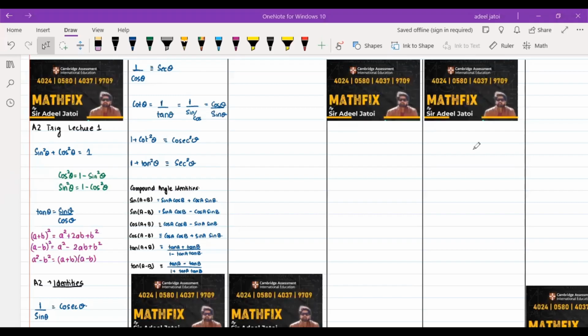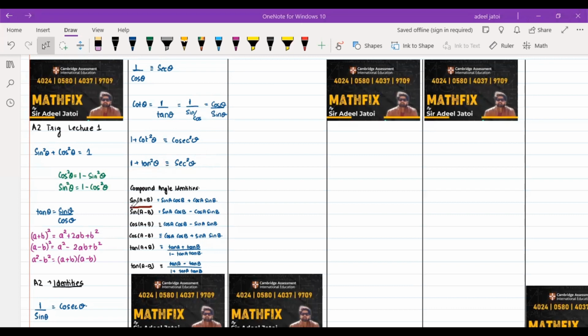Okay, so up till now, what we have done is AS identities, your O-level identities which are linked. We started off with normal A2 identities: 1 upon sine theta is cosec theta, 1 upon cos theta is sec theta, cot theta is 1 upon tan theta, which is sine theta upon cos theta. Reciprocal, it will become cos upon sine. 1 plus cot square theta is equal to cosec square theta. 1 plus tan square theta is equal to sec square theta.